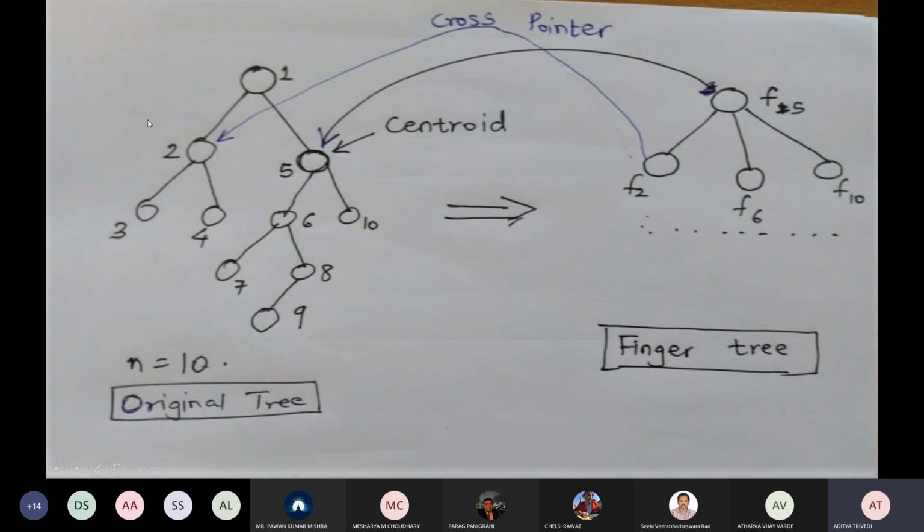So just a quick example. This is the graph. Five is the centroid, so we take it as the root. Now we get three smaller trees. In the one with 6, 7, 8, 9, and 10, the centroid is 6, so we connect 6 to R0. For 1, 2, 3, 4, 2 is the centroid, and we connect it to 5. And 10 we connect to 5. Now we recursively do this for F2, F6, and F10. You can see this blue line, that is the cross pointer. Similarly, we have lots of cross pointers, which will help us in traversal.